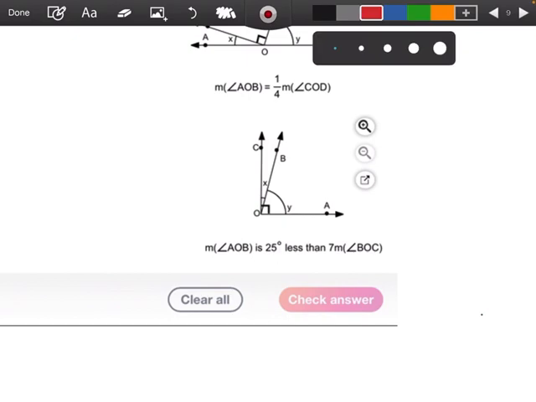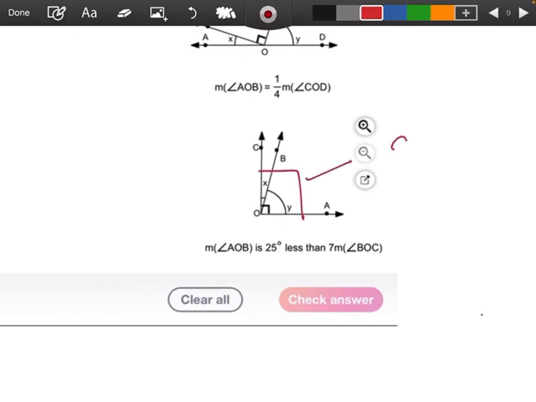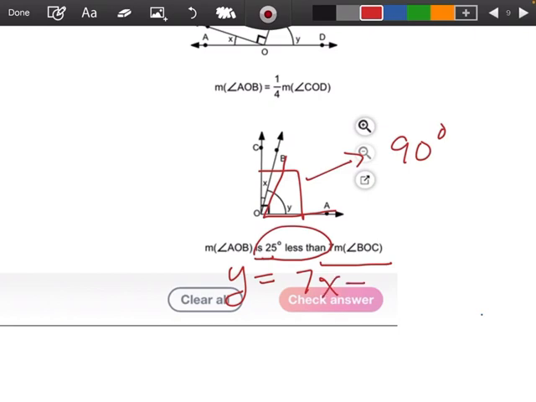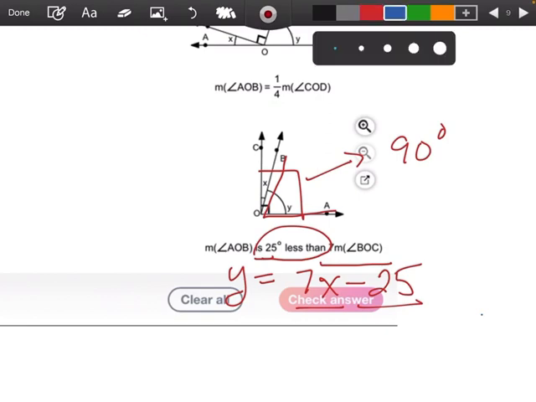Okay, so first thing I know, this whole angle here, y'all, is 90 degrees, right? Okay, and let's see what they're telling me. Angle AOB, this angle here, is 25 degrees less than 7 times the measure of that one, okay, which is BOC, which is angle X. Okay, so AOB, y'all, is angle Y, is 25 less than 7 times X. So 25 less than 7 times X, okay?